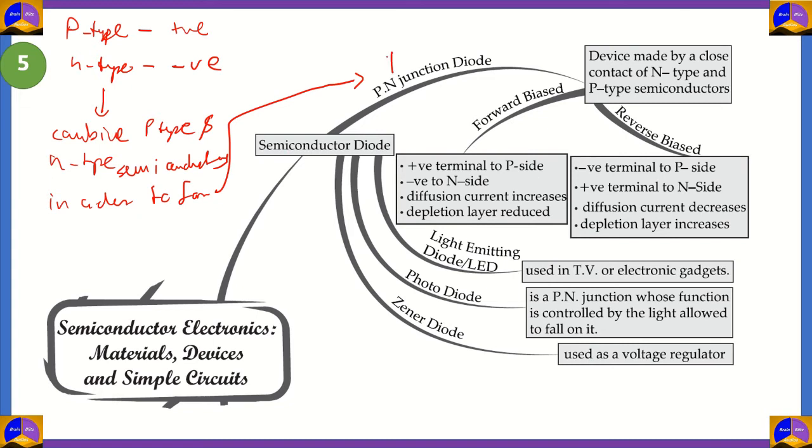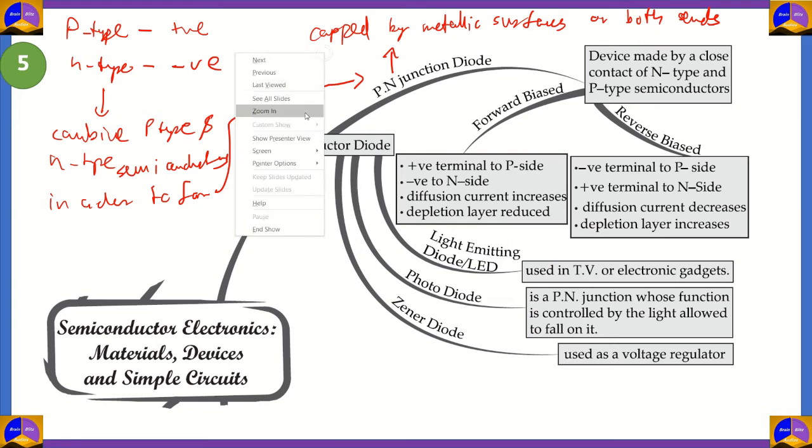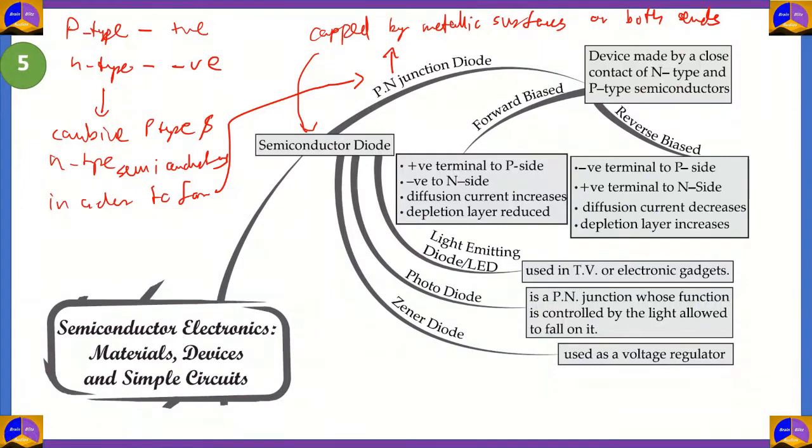Now, what happens if this p-n junction is capped? The junction is capped by metallic surfaces on both ends. So the p-type gets covered by a metallic surface, and the n-type also gets covered by a metallic surface. In this scenario, the device is called a semiconductor diode. A semiconductor diode is a p-n junction capped by metallic contacts at both ends.